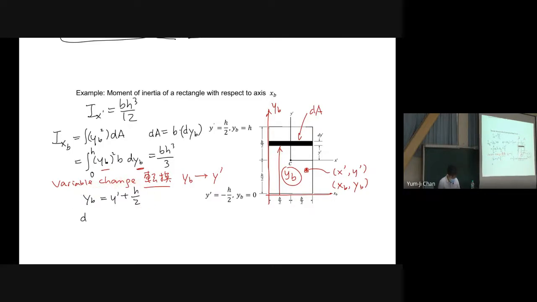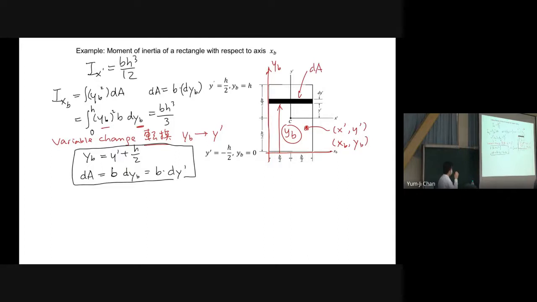And for any dA of that shape, the area is equal to b times dyb, but actually it's also equal to b times dy prime. Does it sound reasonable? Because one unit of yb is equal to one unit in y prime. To change from yb to y prime, we only add or minus half of x. The relationship between an area, a coordinate in yb and a coordinate in y prime is like this.